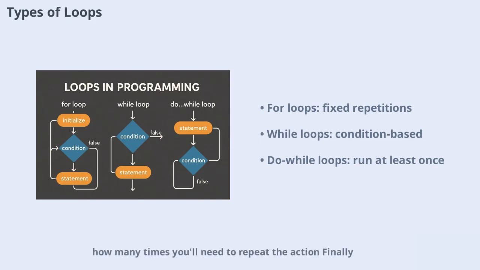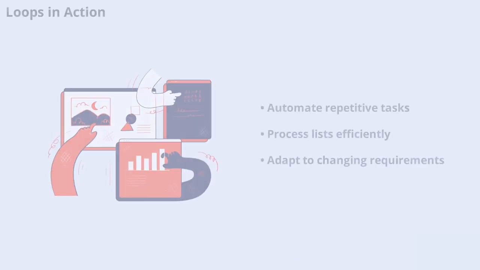Finally, the do-while loop, found in some languages, guarantees that the code runs at least once before checking the condition. Understanding when to use each type of loop is key to writing effective, efficient programs. Let's see how loops work in practice.